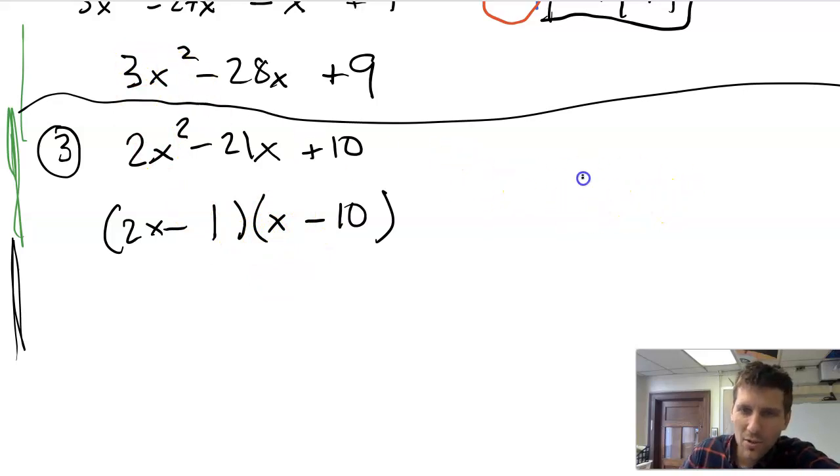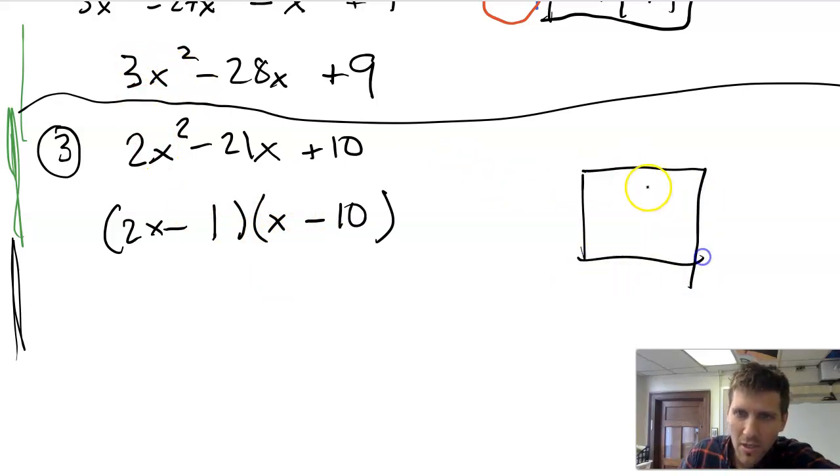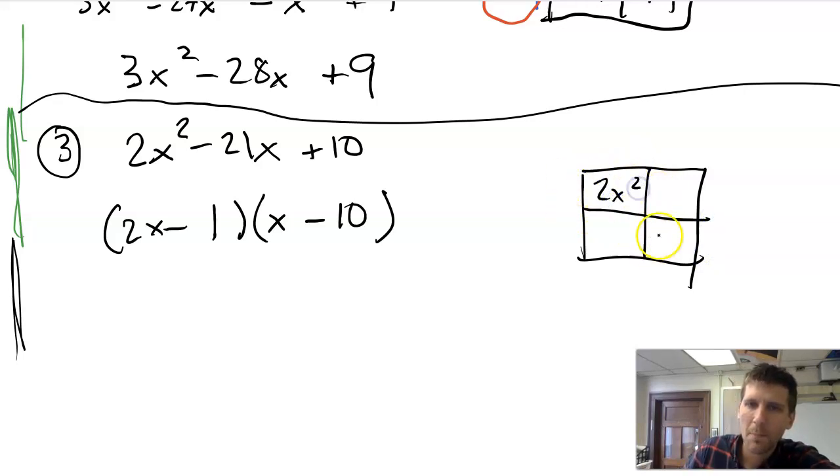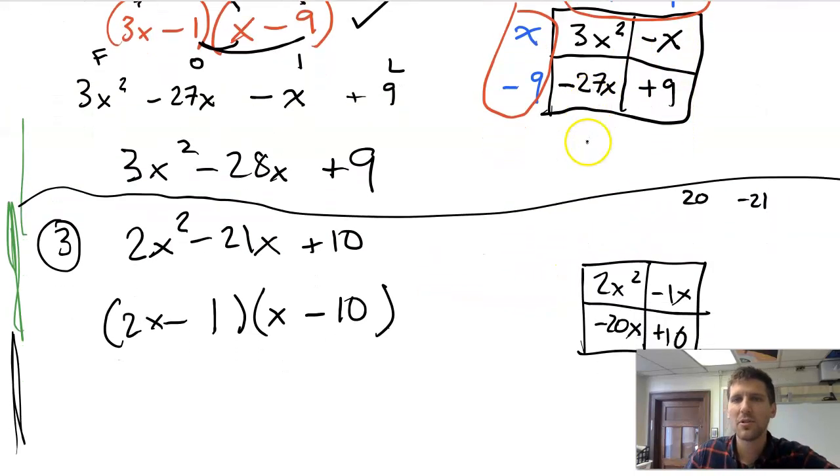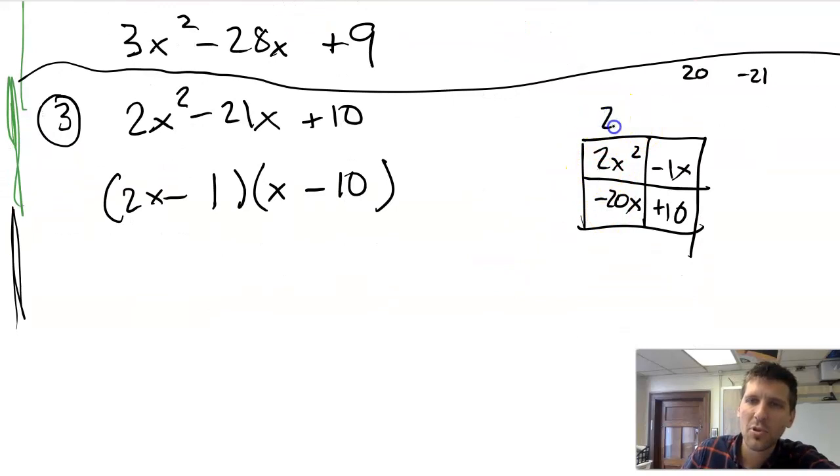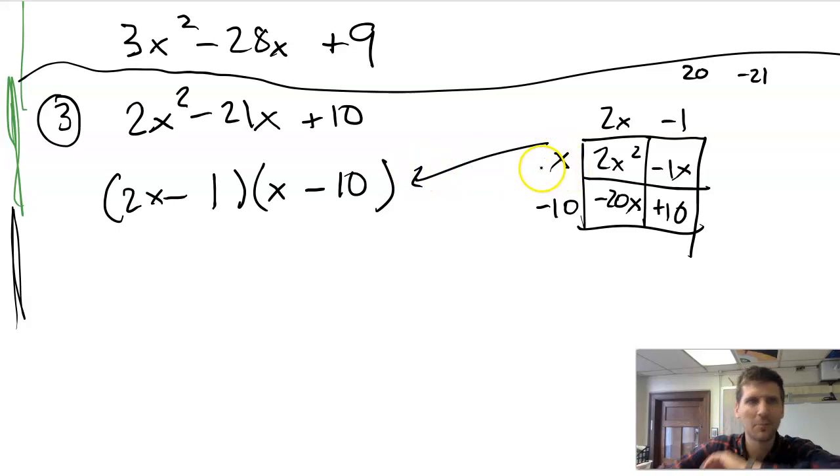But could we get that answer using the box method? Yes, we could. Systematically. Let's go. 2x squared plus 10. Drop those in. 2 times 10. What are my factors of 20 that add to negative 21? Well, that's just negative 1x and negative 20x. Maybe I should have got another better example because it's pretty similar to the last one. Factor up 2x, factor here minus 1, factor across x, factor across, take the sign there, negative 10, and you see it is indeed what we found here.